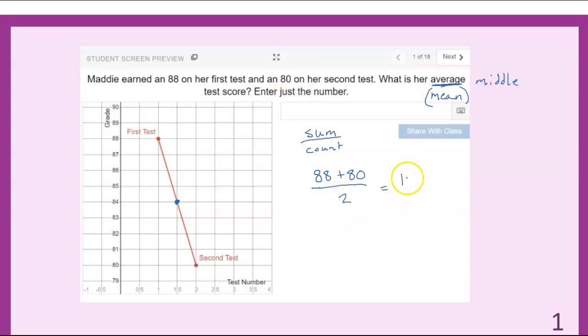88 plus 80 is 168, and 168 divided by 2 is 84. So that's how we get this 84 number. That's the average of those two numbers. So pause the video now and go through the next several slides in Desmos. See if you can figure out how to get the middle of the next few lines. Then come back to the video and we'll review one of them.